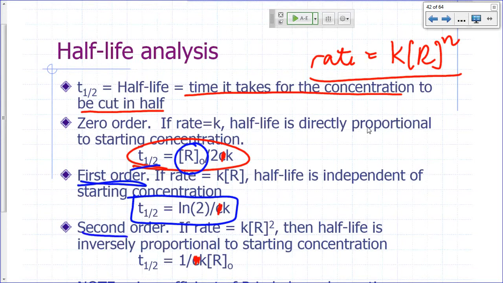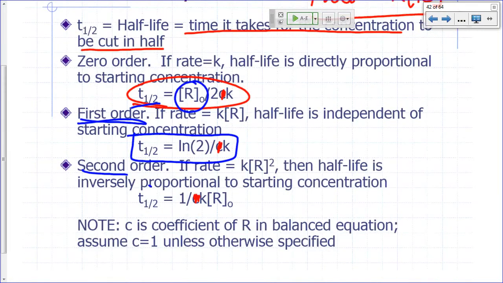Finally, if it's second order, n equals 2, you will find that the half-life is inversely proportional to the starting concentration. In other words, the higher your starting concentration, the shorter the half-life. So what happens as the reaction progresses? Your concentration drops, right? So it's going to take longer for that to get cut in half.